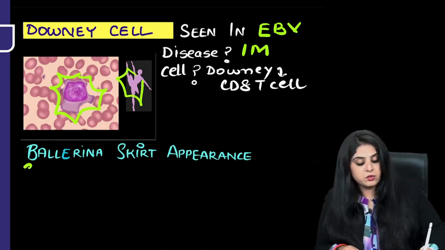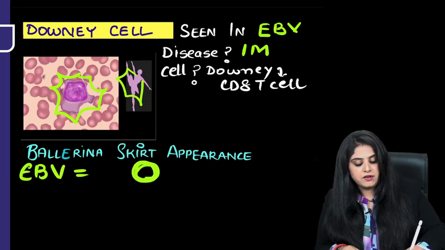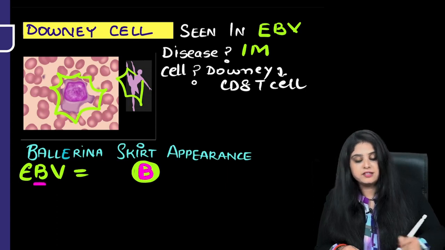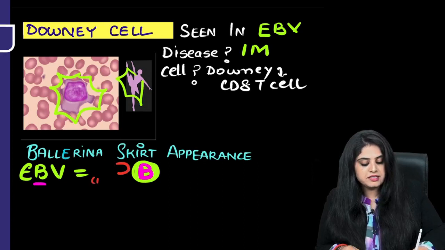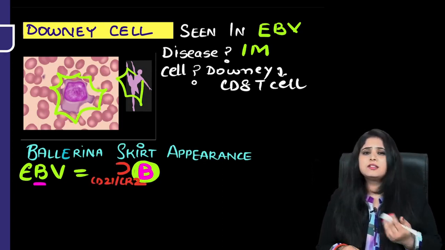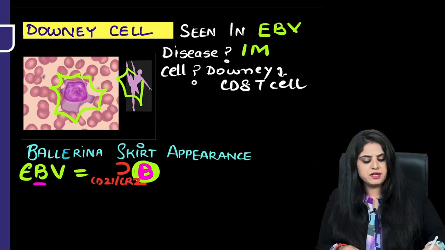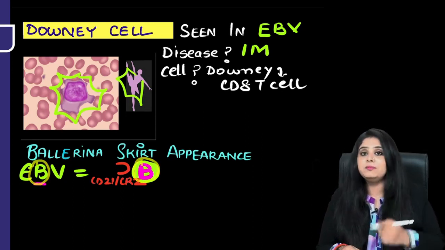But a twist in the story, if they ask you Epstein-Barr virus attacks which cell of our body, look, Epstein-Barr has B in it, right? So Epstein-Barr virus attacks the B cell of our body. Via which receptor? Via CD21, CR2. Epstein-Barr virus. This question has come 1 million times in the paper. Epstein-Barr virus enters into which cell of our body? B cell.